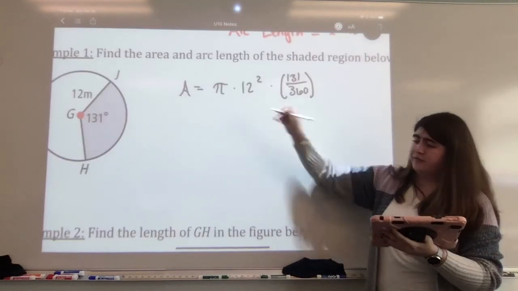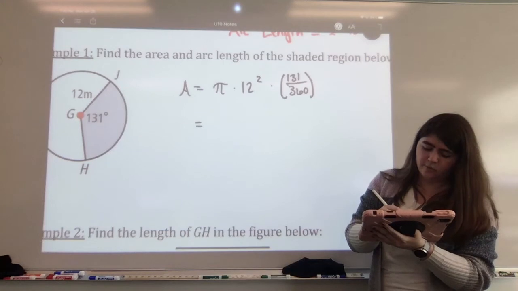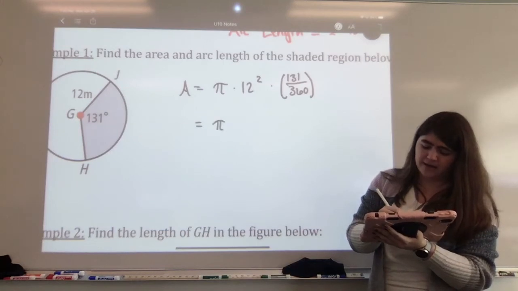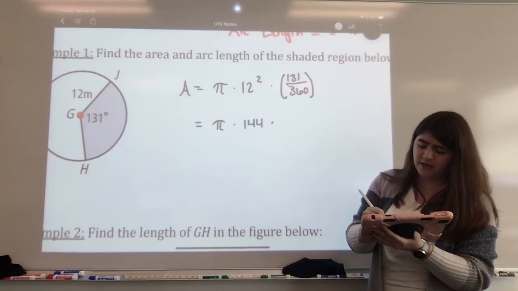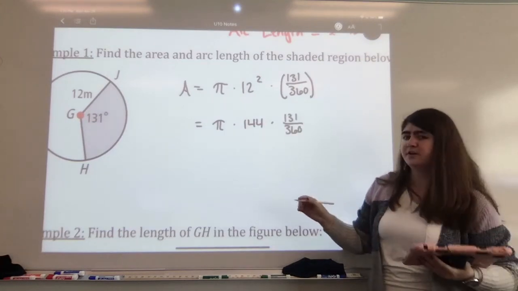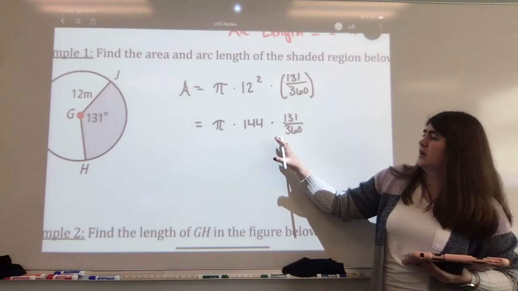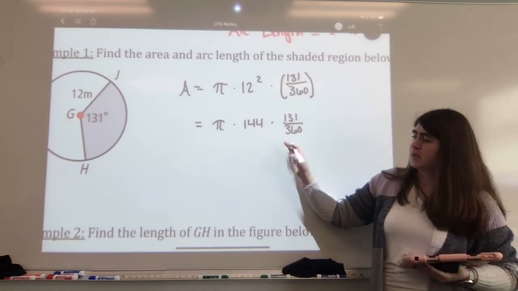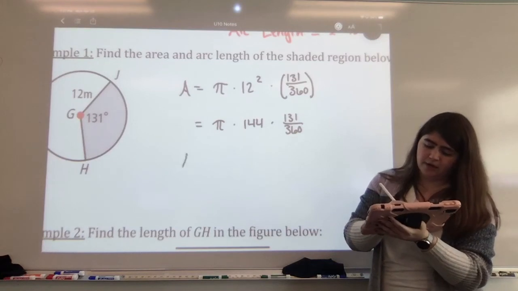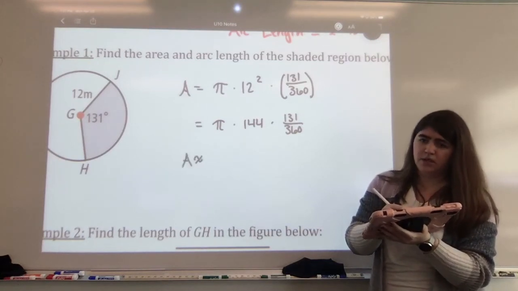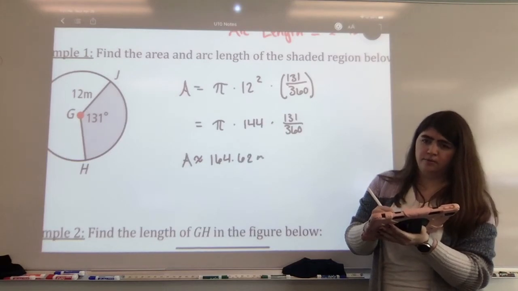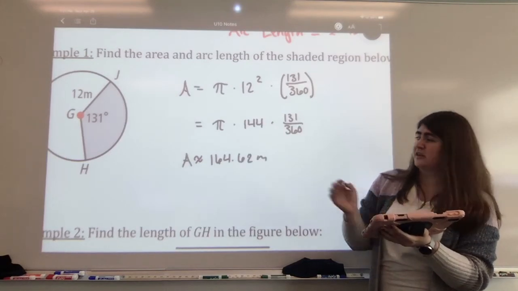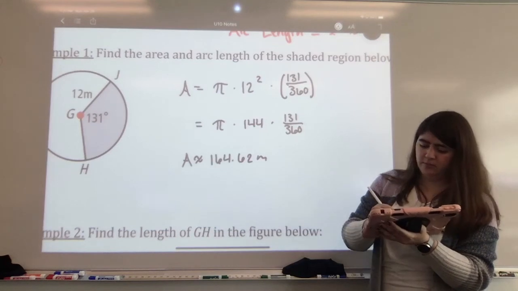So we have 12 squared is 144, so I have pi times 144 times 131 out of 360 degrees. This is all just going to be typed right in my calculator. So I have that my area is approximately equal to 164.62 meters. And that is sector area, so that should be squared, meters squared.